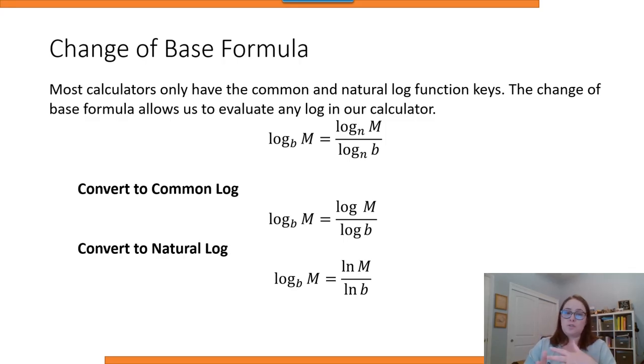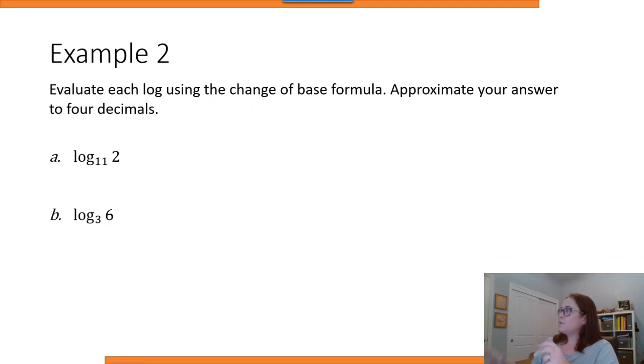And if I wanted to switch it to natural log, it would be natural log of m over natural log of b. So either one of those keys can work. You can test it out with some specific values. You get the same answer whether you convert to common log or natural log. So let's give this a try with a couple of examples.